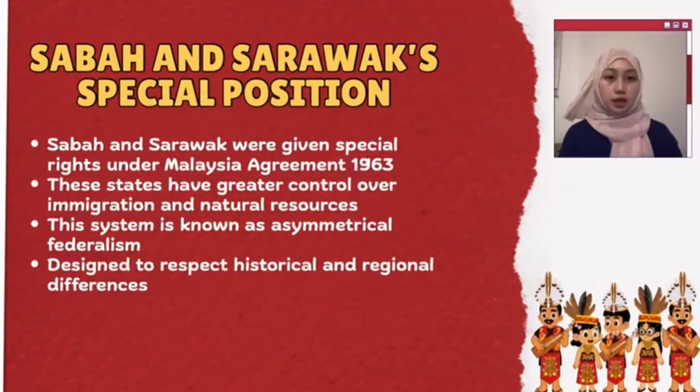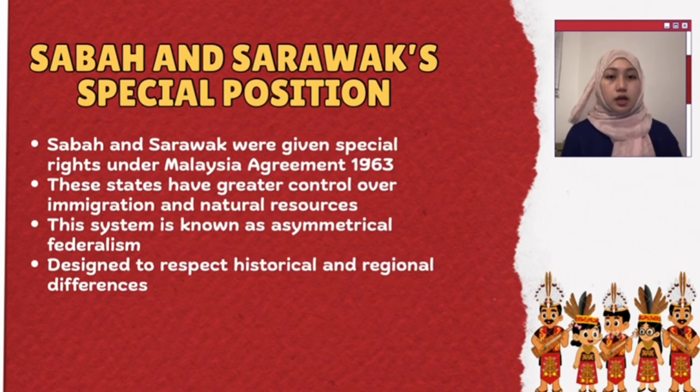For example, Sabah and Sarawak were given special rights under the Malaysia Agreement 1963. These states have more autonomy, especially in immigration and natural resources. This shows asymmetrical federalism, where certain states are given more power to suit regional differences.